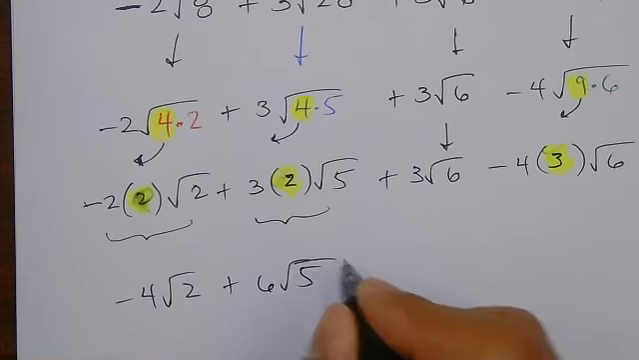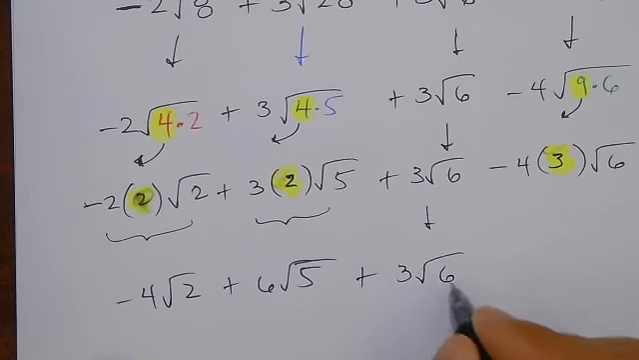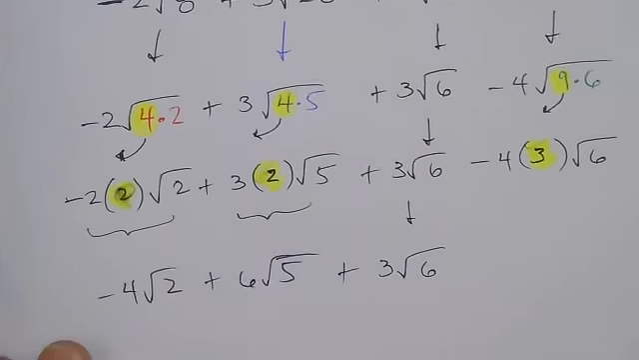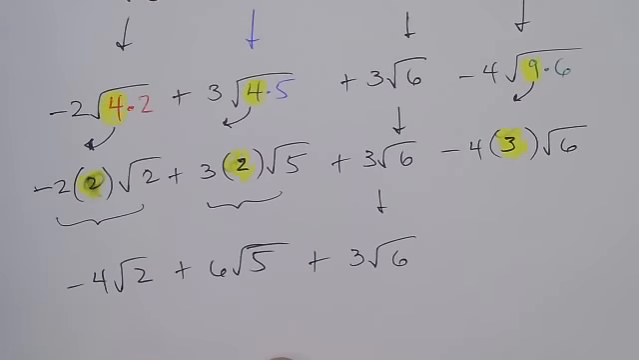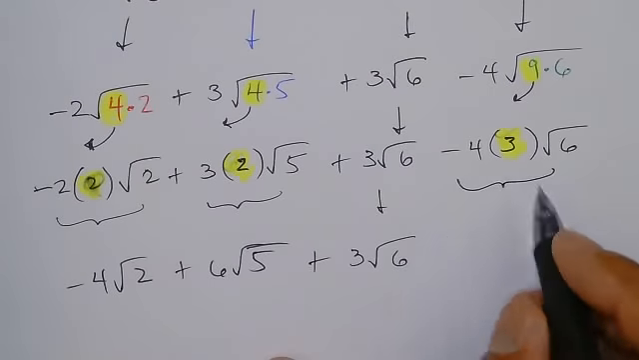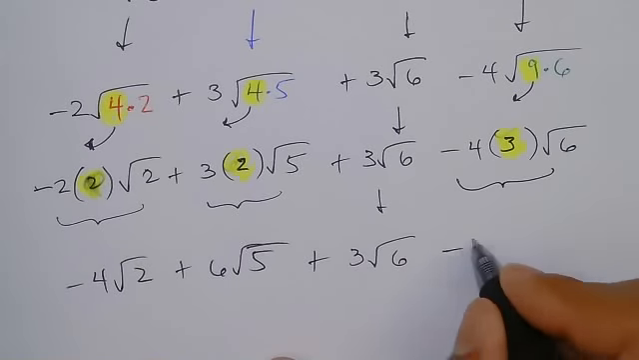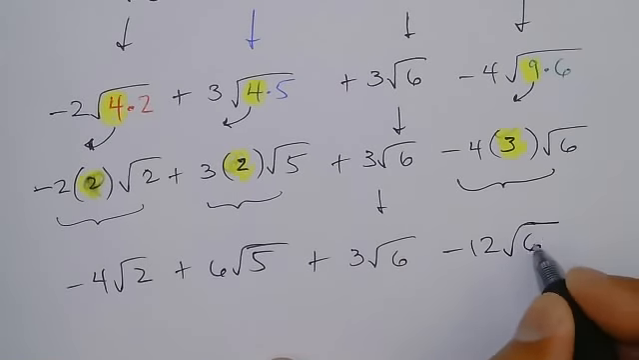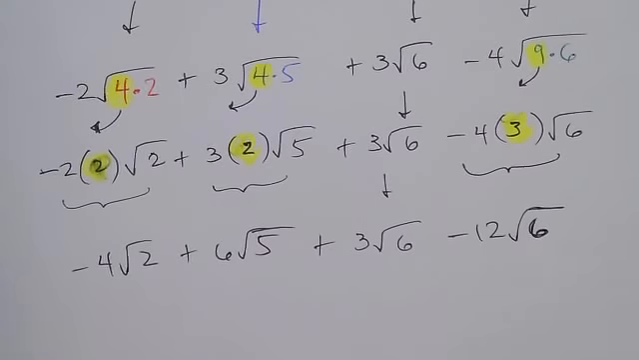Plus, what's going to be left here? 6 root 5 plus, oh, that one never changed. That one just stayed like that the whole time through. And what's going to be this? Negative 12 root 6. That's right.